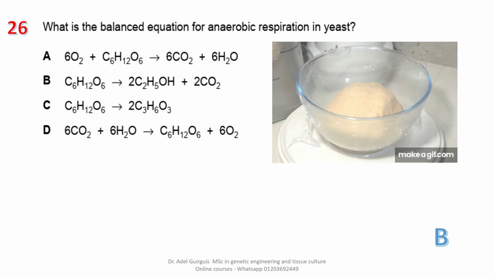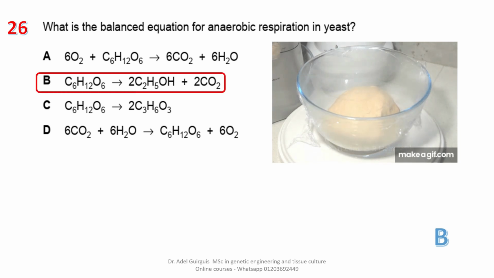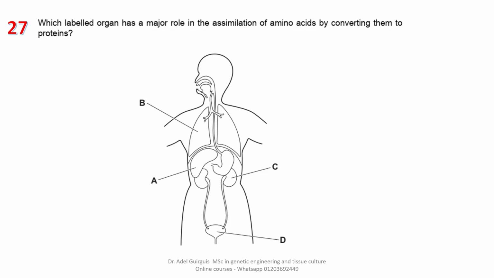Photosynthesis equation where CO2 reacts with water in the presence of light to form glucose with the release of O2 as waste. So the answer is B. Which labeled organ has a major role in the assimilation of amino acids by converting them to proteins? Letter A.